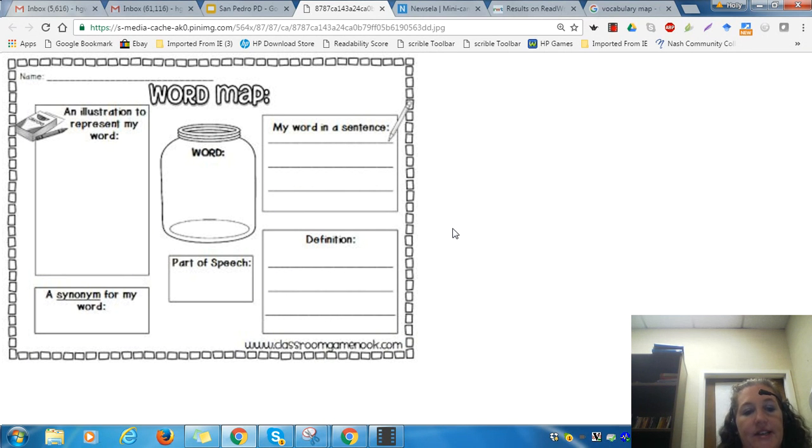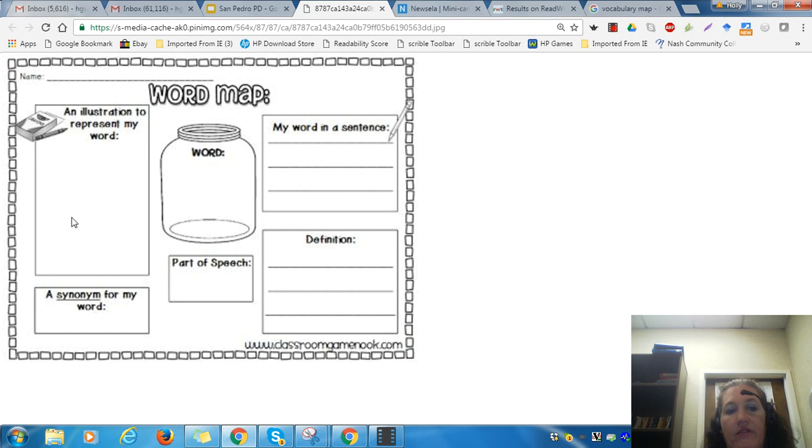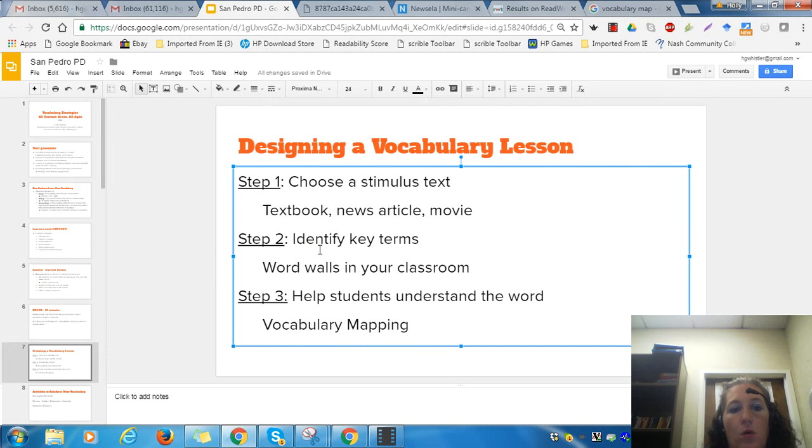So notice the student has to identify the part of speech, the student has to come up with a synonym, the student has to use the word in a sentence, the student has to put the definition down, and then the student has to create an illustration that represents the word. So generally what I do in my classroom is I divide all of the words, and I have students do this on the back of a piece of paper, and on the front I'll put the word, and this helps us create our word wall.